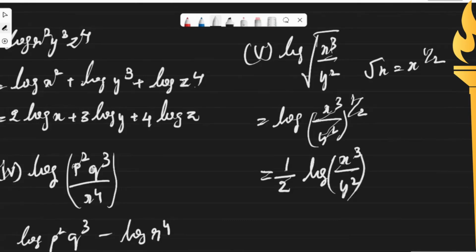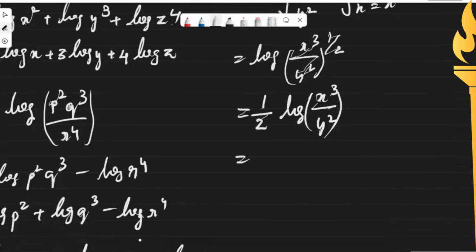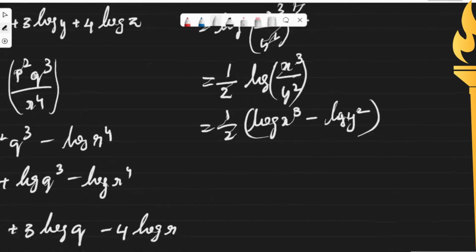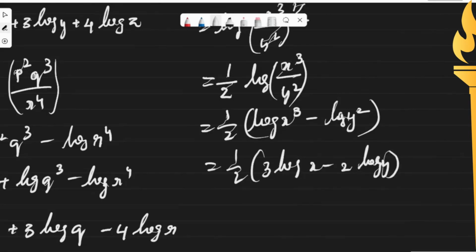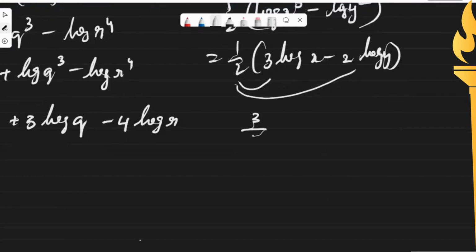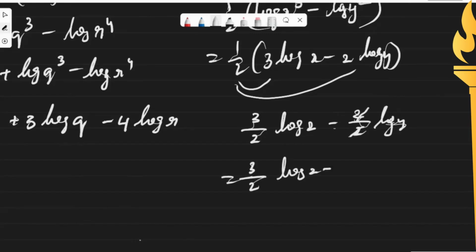Now we have log x by y, which is equal to log x minus log y. So 1 by 2 into log x cube minus log y square. Now log a power n is n log a. So this will be equal to 1 by 2 into 3 log x minus 2 log y. If we multiply 1 by 2 with both 3 log x and 2 log y, we'll get 3 by 2 log x minus 2 by 2 log y. And 2 by 2 is 1. So this will be equal to 3 by 2 log x minus log y.